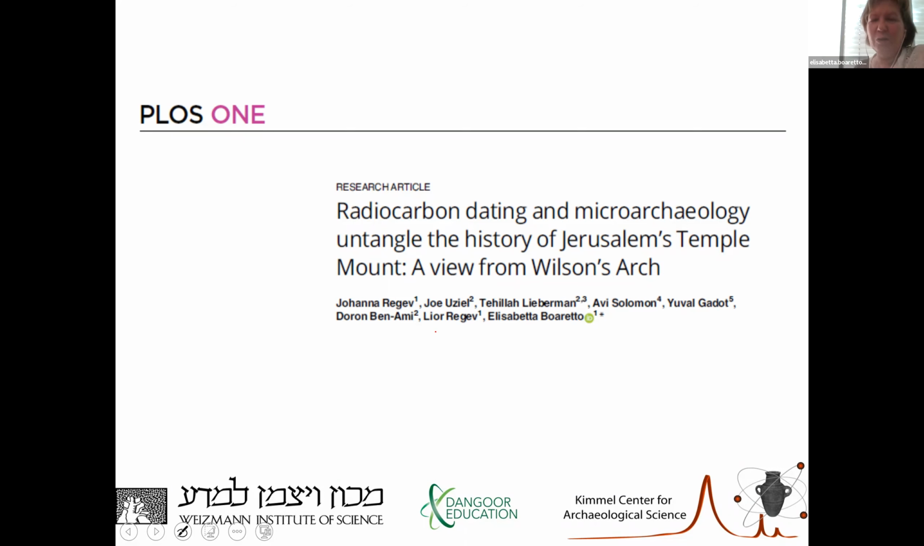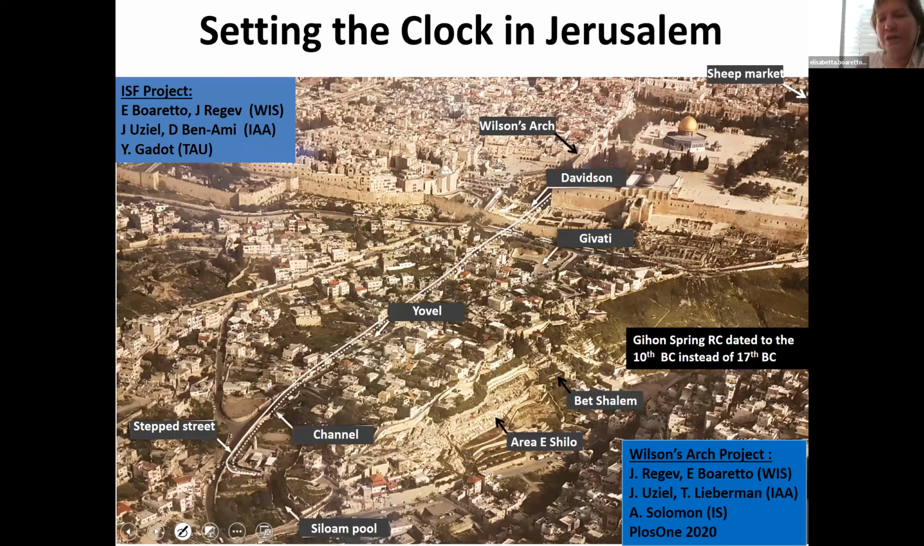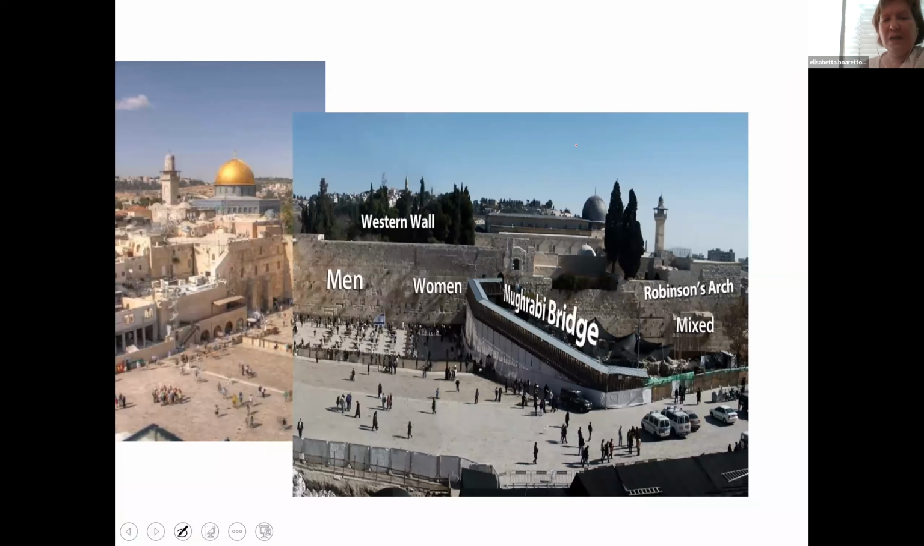So, quite complicated. We are at the Wilson Arch in Jerusalem. Here is the Temple Mount, here is the Western Wall, and the Wilson Arch is there. We are really in a modern urbanistic environment, but also from a historical and archaeological point of view, we are in an urbanistic environment.